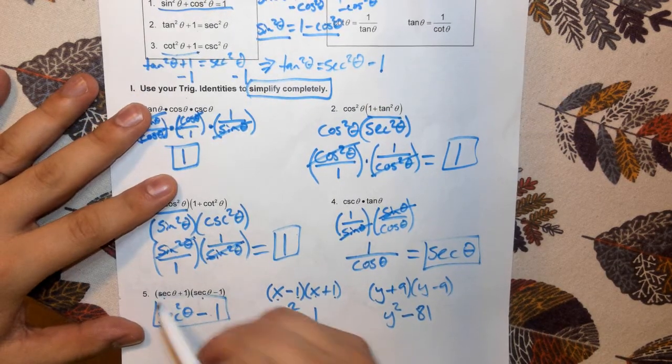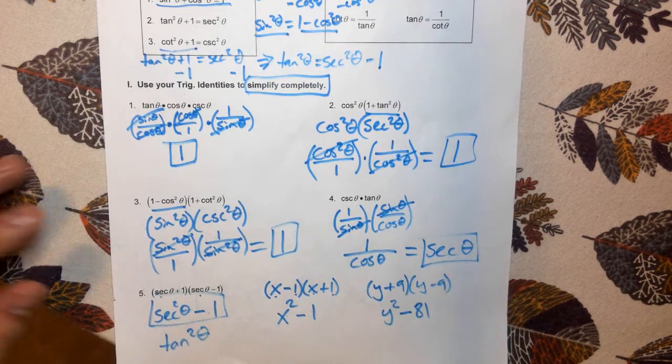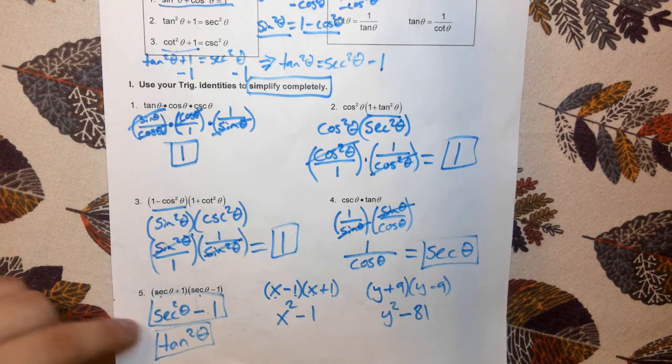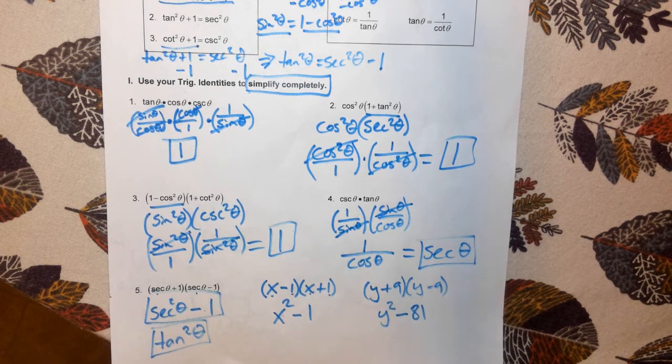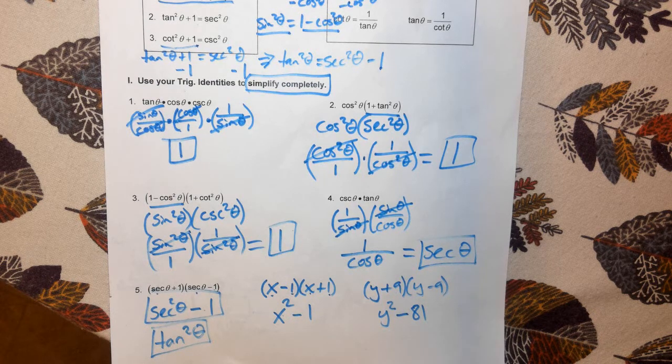So this whole thing is tangent squared theta, and that's honestly as simple as it gets. This is actually my final answer. Yes, me boxing that is probably a little confusing, but that's okay. And yeah, that's how the cookie crumbles. This is simplifying trig identities. It's not an exact science. There's multiple ways to skin a cat sometimes. The idea is that you're working towards making it simpler, and that's what you've got to do.